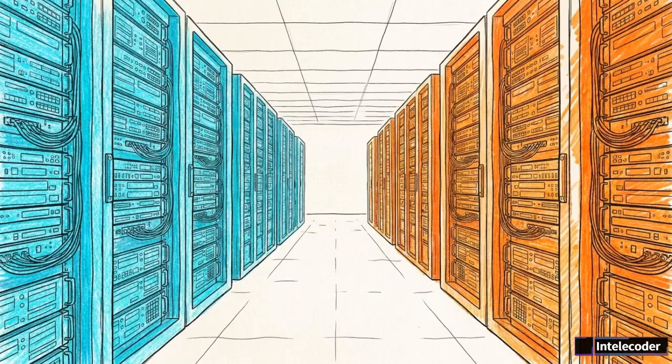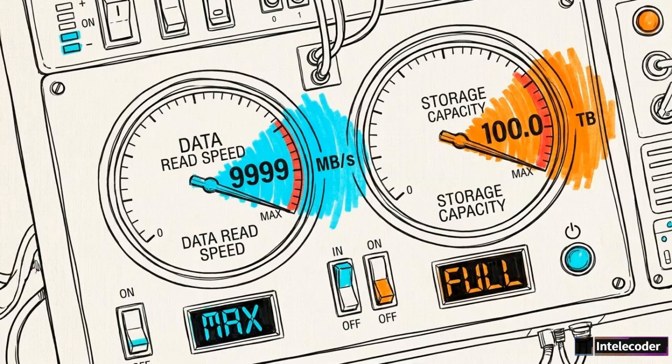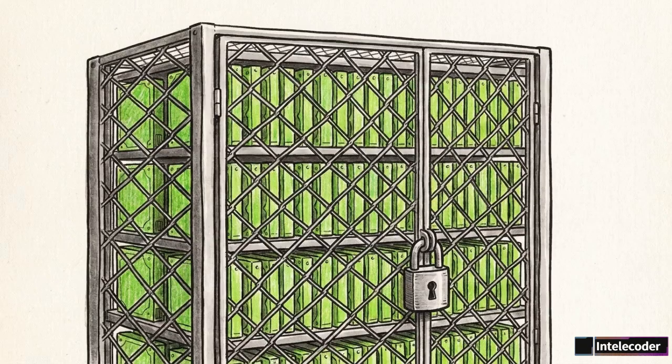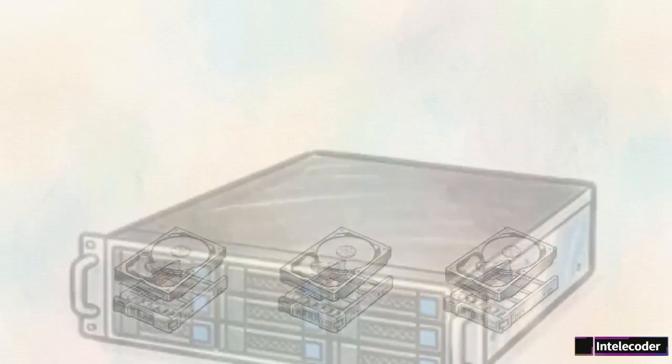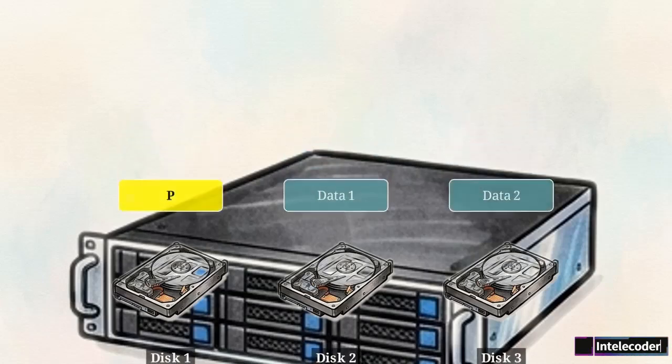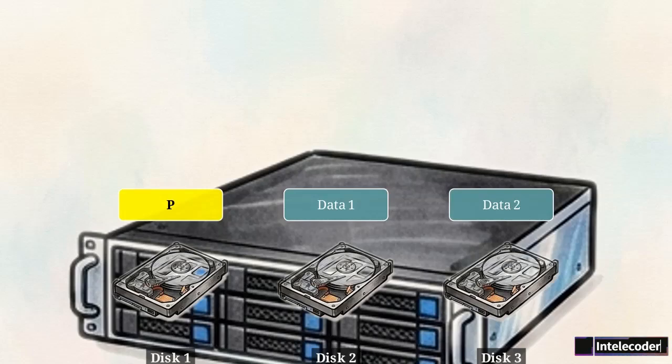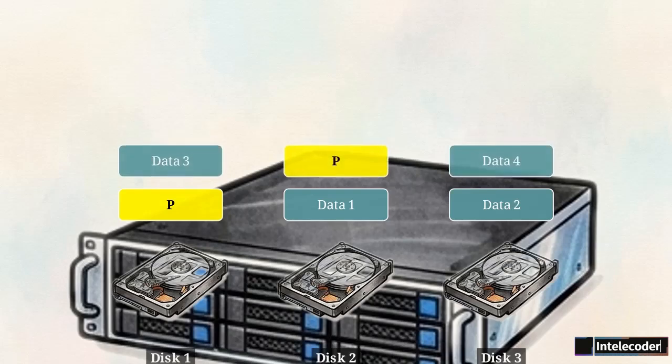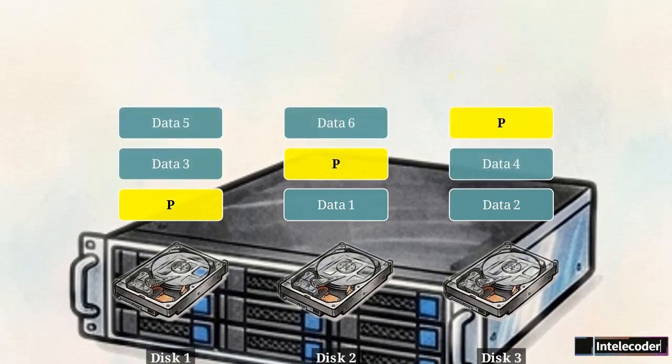RAID 0 and RAID 1 represent the strict boundaries of storage architecture. You either completely sacrifice safety to maximize speed and capacity, or you sacrifice half your hardware budget to guarantee total protection. This animation illustrates RAID 5, designed to bypass that massive 50% capacity tax. This setup requires at least 3 disks. As it distributes your data, it writes a calculated value, called parity, alongside your files. Notice how the parity block shifts to a different drive for every row.